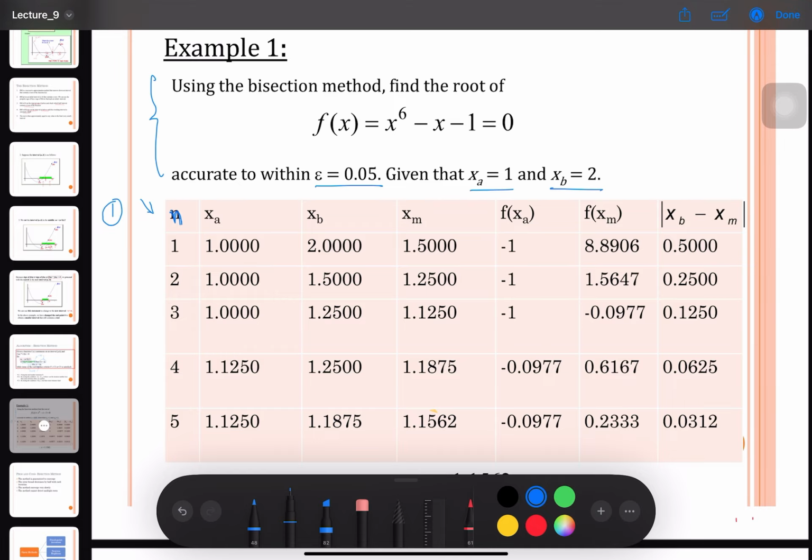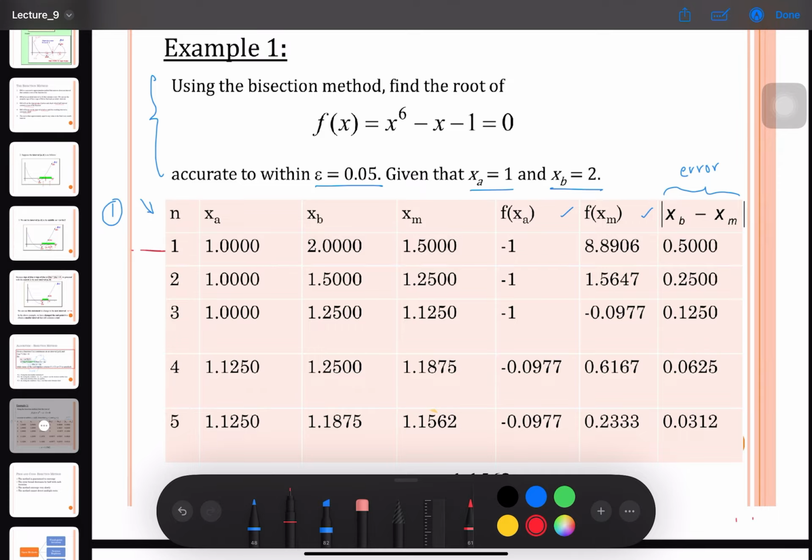Okay, and then the next column is xa. The third column is xb. Fourth column is xm. And then you have a column with f(xa), f(xm), and the last column is |xb - xm|. This one is actually the error. Okay, so you start with the first row.